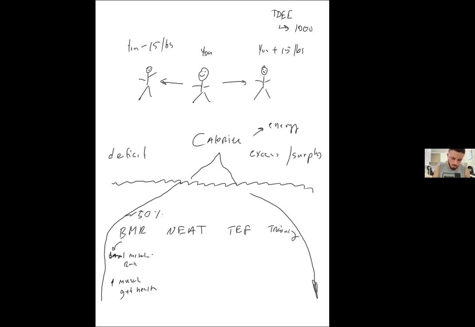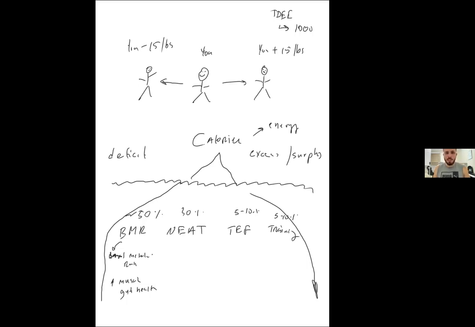Second, TEF takes about 5 to 10%. Training takes somewhere about 5 to 10% as well. And then we have something called NEAT. Let's say this is 10%, 10, it's about 30%. This is where your calories go.